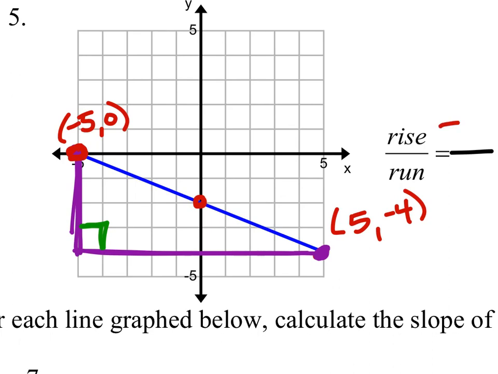Down, which makes that negative. How far down? 1, 2, 3, 4. So I did go down 4. That's going to be my rise: down 4, or negative 4.